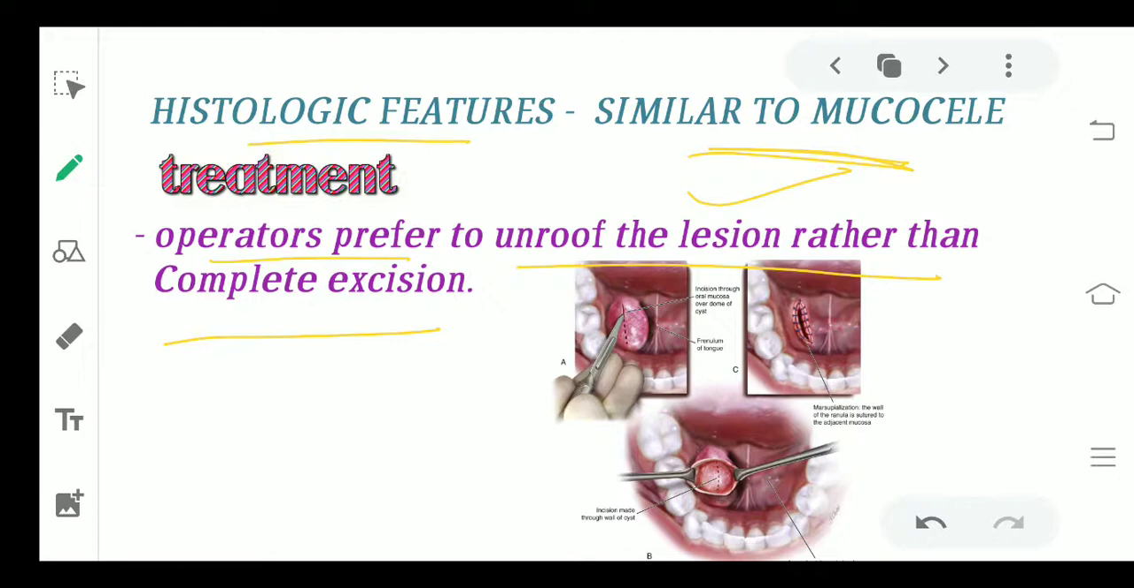In mucocele, what we used to do is we used to drain the mucin, also we used to remove the lesion completely. But here in the case of ranula, you can see what the operator is doing. He is putting an incision here on the lesion and then he is just unroofing the lesion and not completely removing the ranula from that area. And then he is putting these sutures here. Now this is what we are supposed to do. We are just supposed to unroof the lesion rather than complete excision.